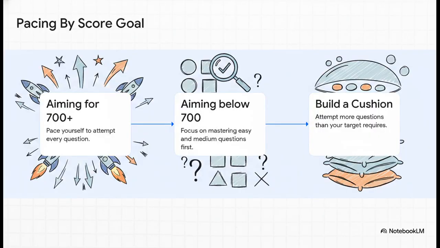Okay, so let's get practical. If you're gunning for that 750 or higher, then yeah, you need a game plan to attack every single question. But, and this is really important, if your goal is, say, a 650, it is actually smarter to focus your energy on getting all the easy and medium questions right, instead of rushing through everything and making silly mistakes. Give yourself permission to spend more time on fewer questions. And no matter what your goal is, always build in a little cushion. Try to get a few more questions right than you think you need, just to be safe.